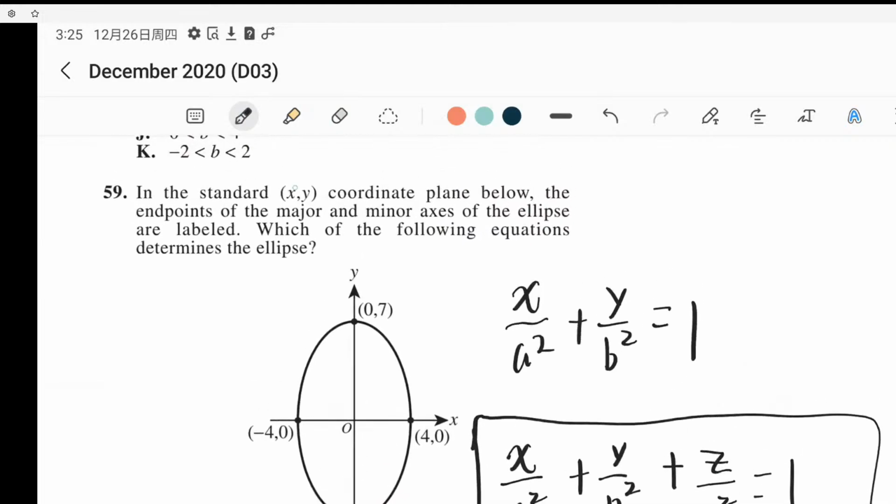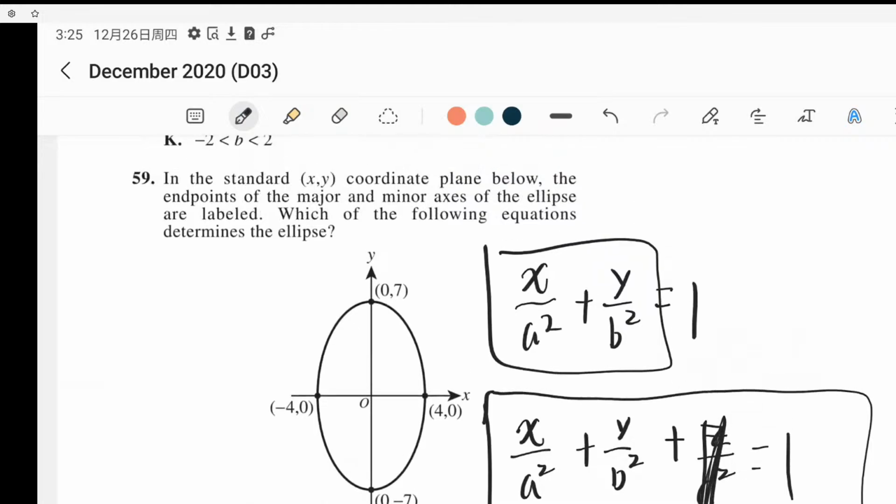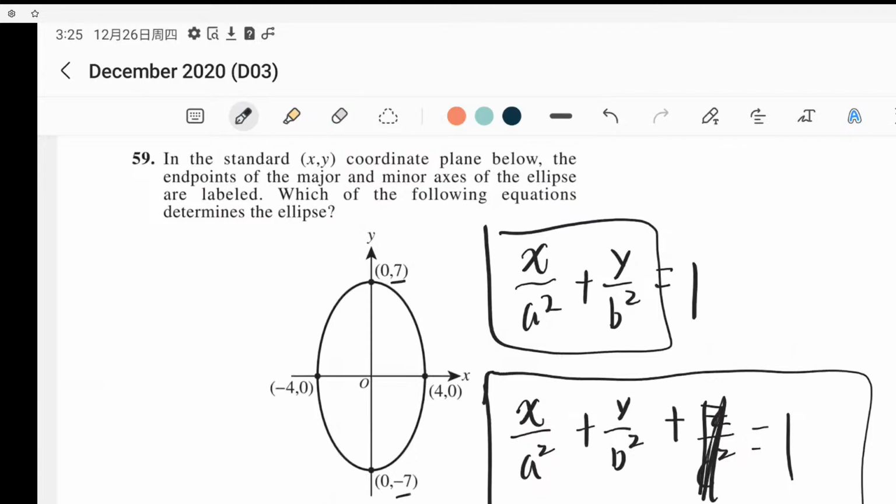But since we're looking at the standard Cartesian coordinate of x and y, we will not consider z over c squared. So we're given the endpoints of the major and minor axis of the ellipse, and we have 7 and -7, -4 and 4.